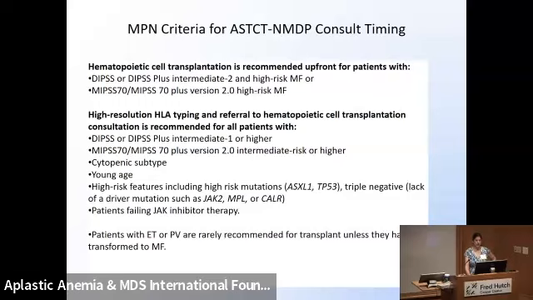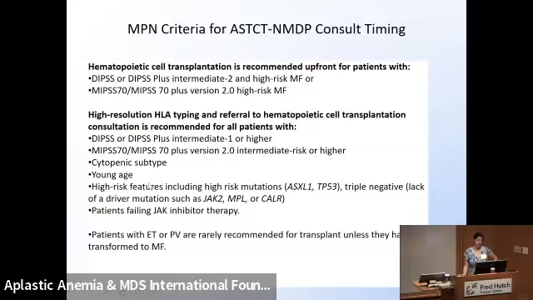So if you go to the National Marrow Donor website, which is the Be the Match and finding donors, it'll give you any information you want about transplant. We just updated these this past year for the MIPSS 70 plus, and said that transplant is recommended upfront for patients with intermediate 2 and high risk on the DIPSS and DIPSS plus, and then high risk on the MIPSS 70. But we recommended that high resolution typing, so looking for a donor and referral to a consult, was recommended for patients in all of these categories.